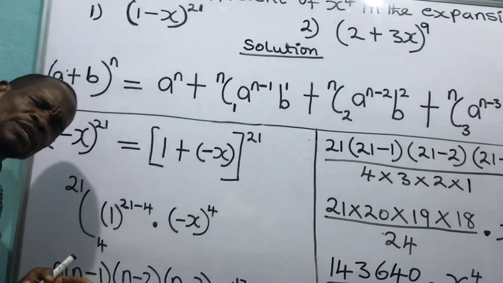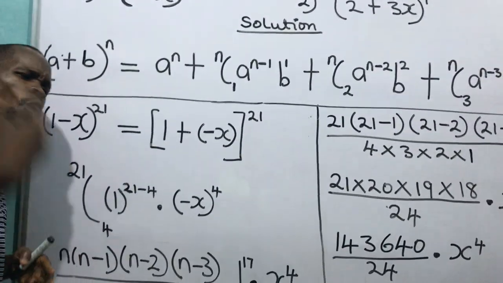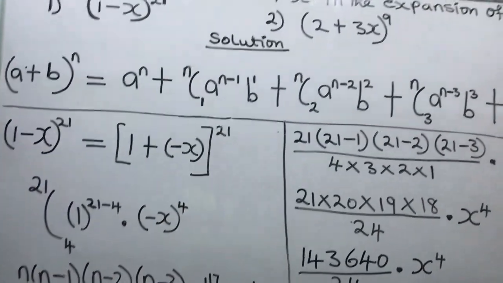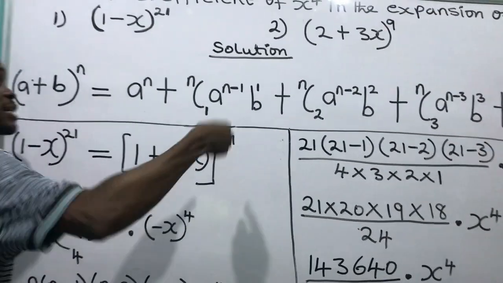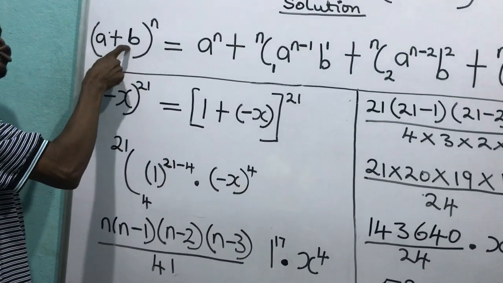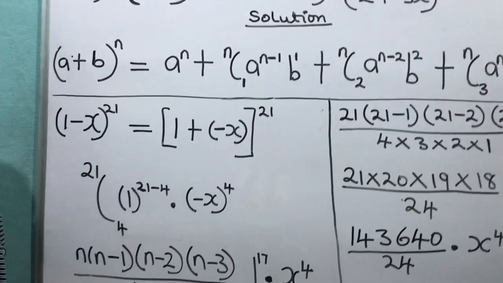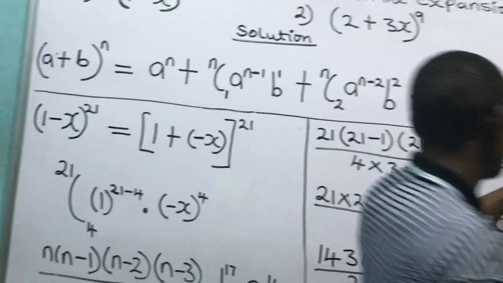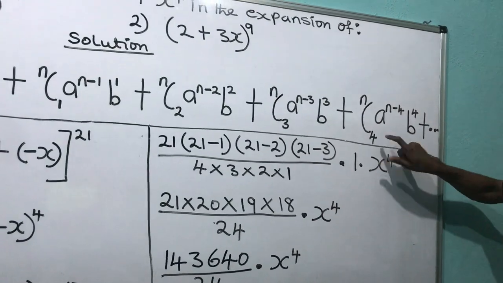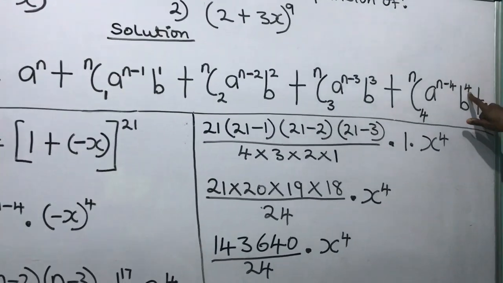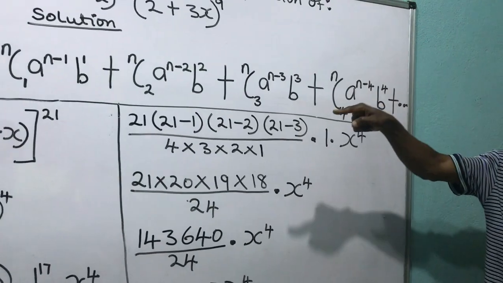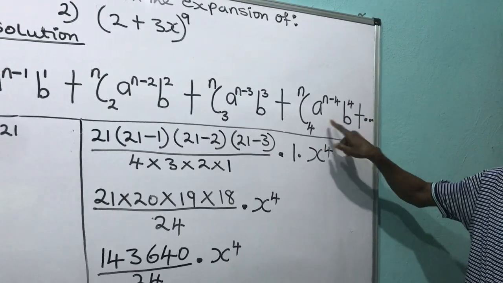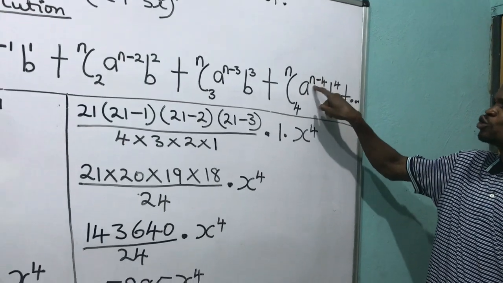Then I will reason with myself. I will think, what am I going to choose for this x to be raised to power 4? What am I going to choose for B to be raised to power 4? You will find out that when I'm choosing 4, B will come out by 4, and B is minus x. And the power of A will drop by 4.